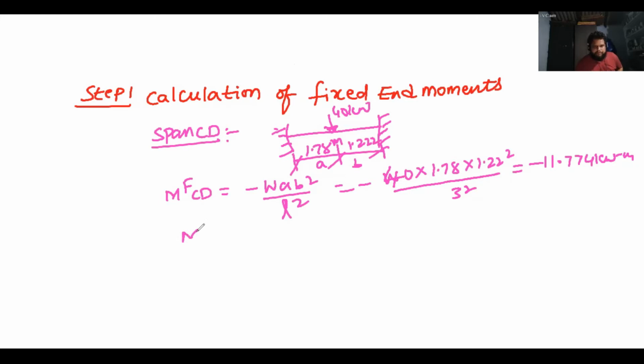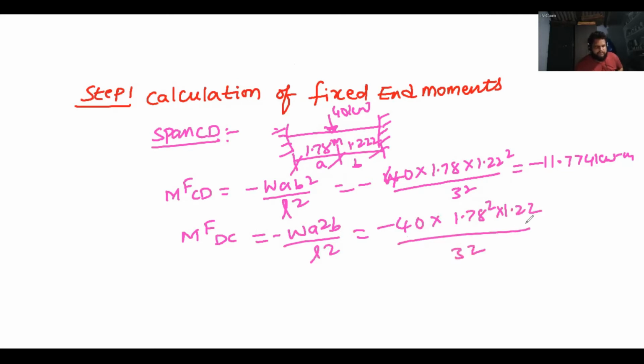Now MF DC will become minus W A square B by L square, minus 40 times 1.78 whole square into 1.22 whole divided by 3 square. You will be getting around 17.18 kilonewton meter. So this is about step 1. That is nothing but what? Step 1 is nothing but calculation of fixed end moments.